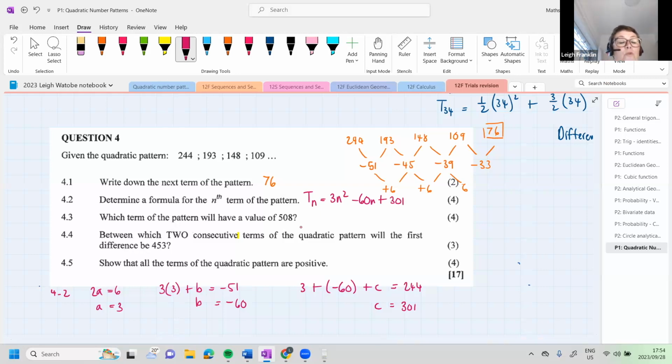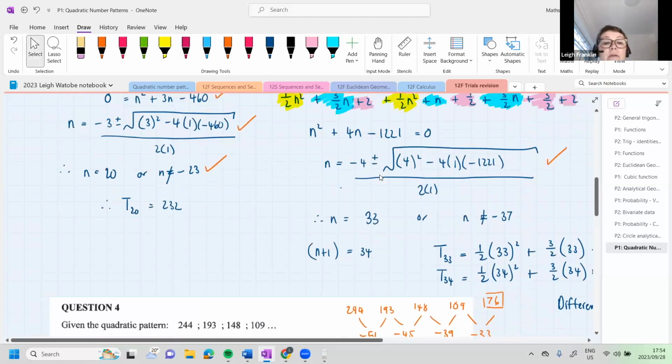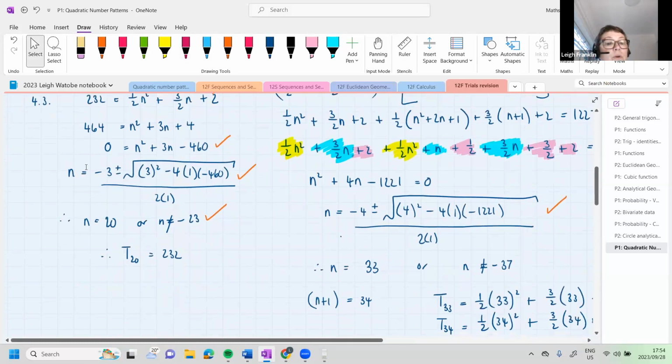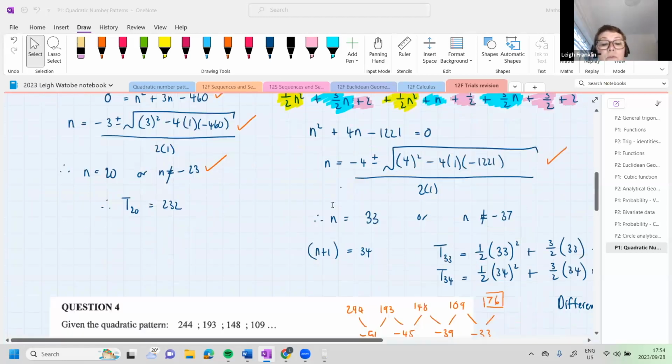You know how to do 4.3, where they've said which term of the pattern will have a value of 508. You're going to take Tn, make it equal to 508, just like we did in this question over here, 4.3, where we first equated it, quadratic in standard form, quadratic formula, and then solve.